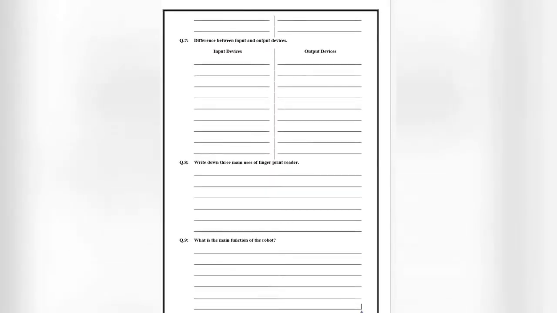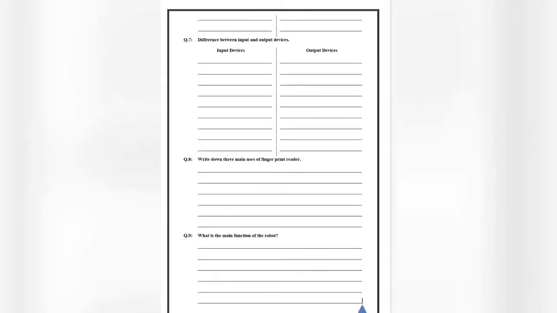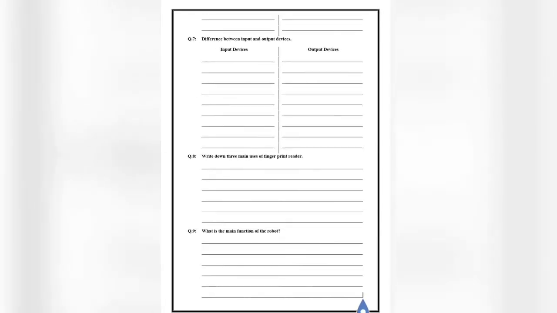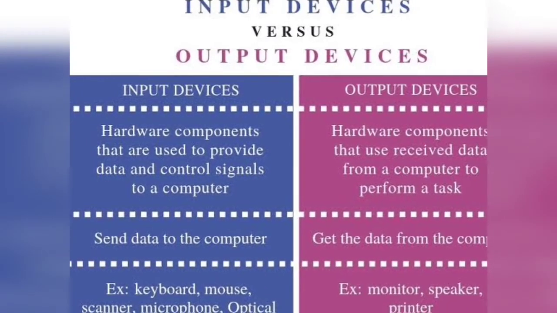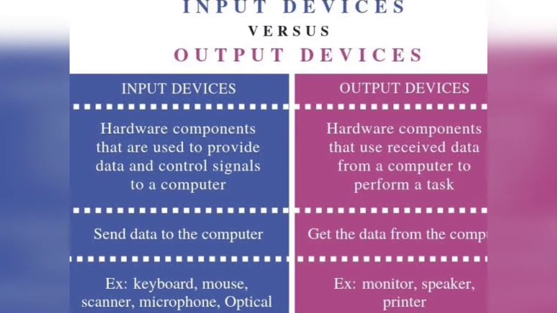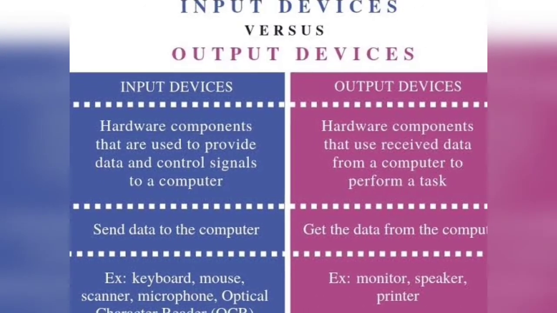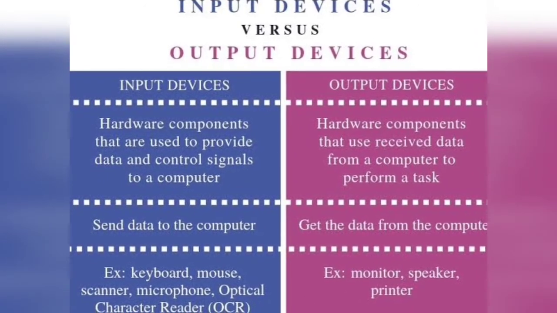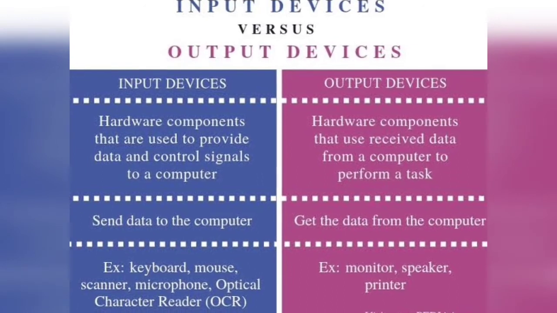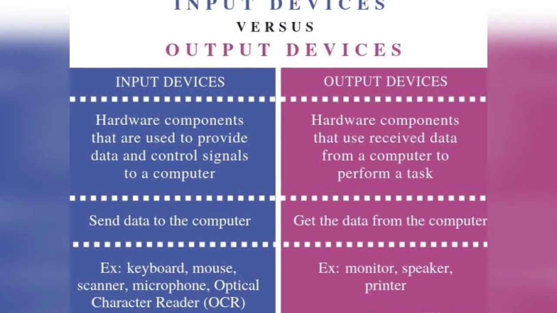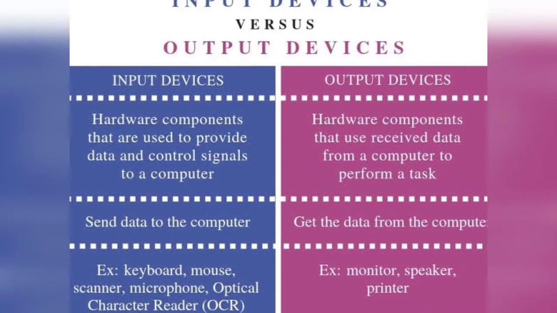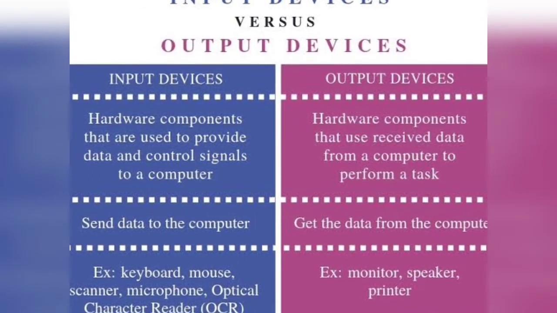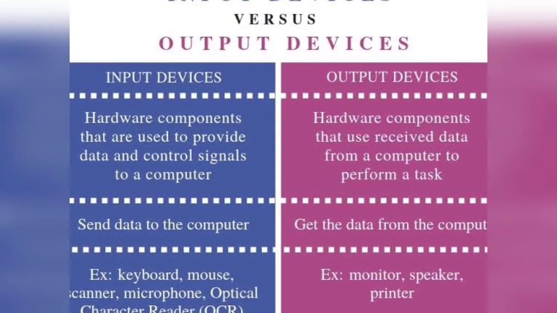This is page number 5, and again we have 3 questions on this page. I will explain a little bit, then you would be able to write the answers. The first question is about input devices and output devices. As you know, input devices are used to enter data into the computer and output devices are used to show the data. Commonly used input devices are keyboard, mouse, scanner, microphone, etc. and the output devices are monitor, speaker, printer, etc.